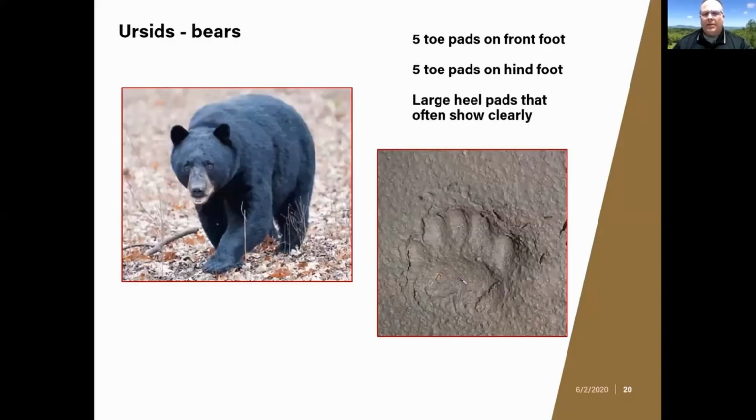And then our ursids, our bears. So here in Maine, we have black bears, and Indiana just recently starting to get some bears venturing in. They have 5 toe pads on the front foot, 5 toe pads on the hind foot. And one thing that really shows out about these, besides the size of their feet, is that, again, they're plantigrade walkers. And so their heel pad really shows up clearly. And oftentimes the toes may not register in certain mud conditions or sand conditions, but that heel pad really shows up, and that is a key characteristic in that animal.